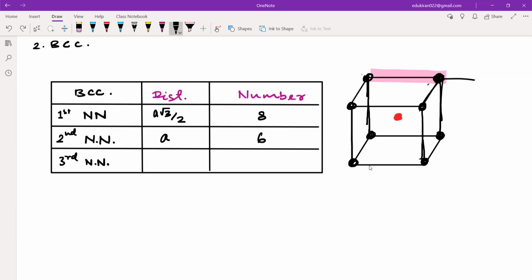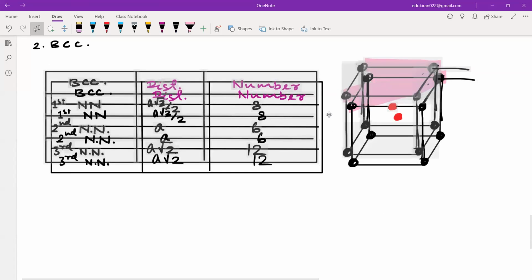Then the next nearest neighbor will be this one from the face diagonal, which is a root 2. And we have seen that earlier. How many a root 2s can be there? There will be 12. Okay, there will be 12. Is that clear? Yes or no? Tell me.